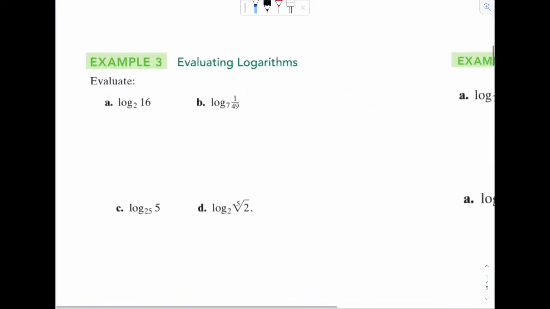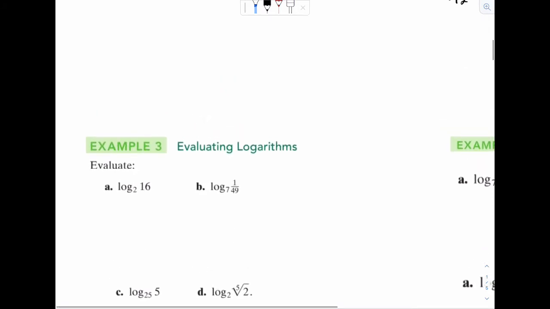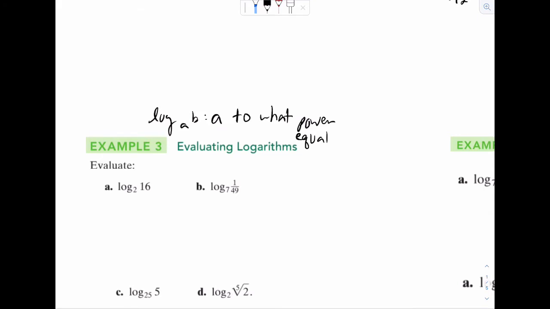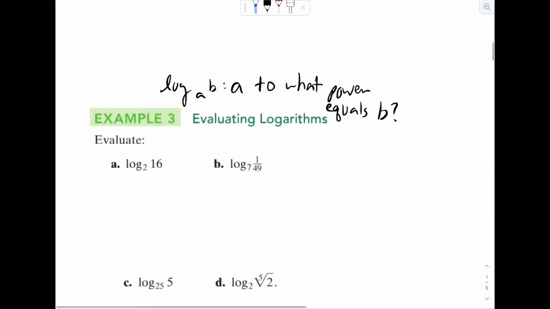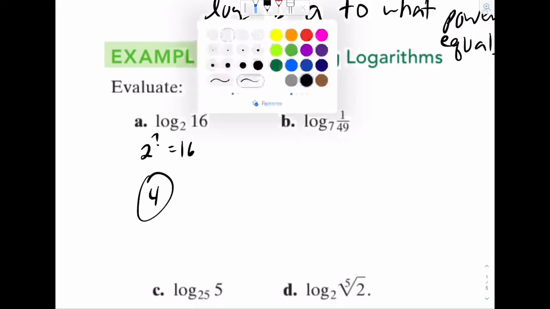Okay, now we evaluate. Now some people have a really hard time with evaluating, and normally it's because they don't really know what they're doing. So you really want to understand that log base a of b, it's asking you a question. It's saying a to what power equals b. So for this one, it's like asking you 2 to what power would make 16. And most of you can just think about it. That's 4.